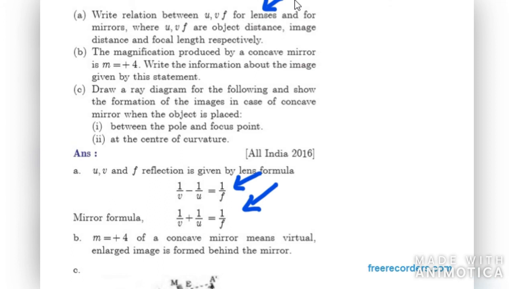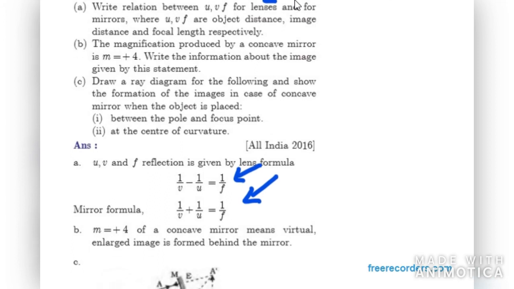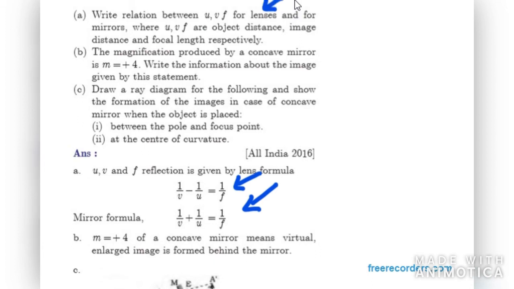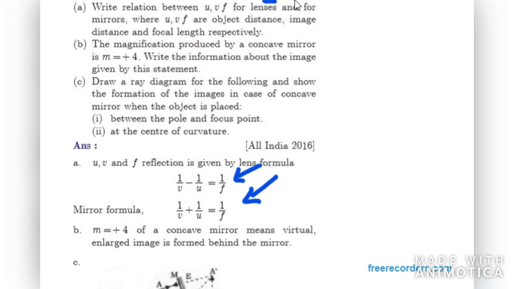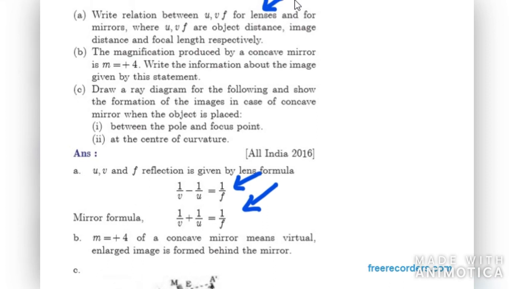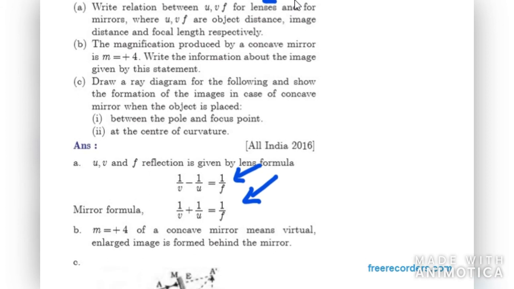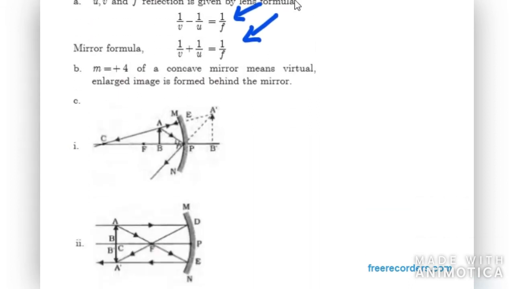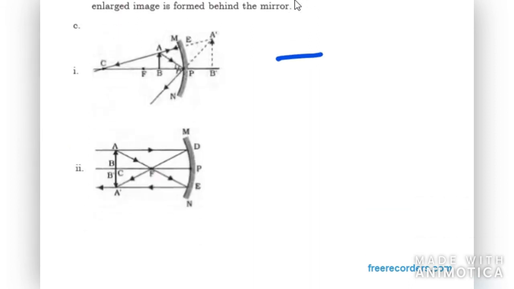Now C part, it says draw a ray diagram for the following and show the formation of the images in case of concave mirror when the object is placed between the pole and focus, and at the center of curvature. So you again need to make the ray diagrams for both. Ray diagrams are one of the important parts of the light chapter.